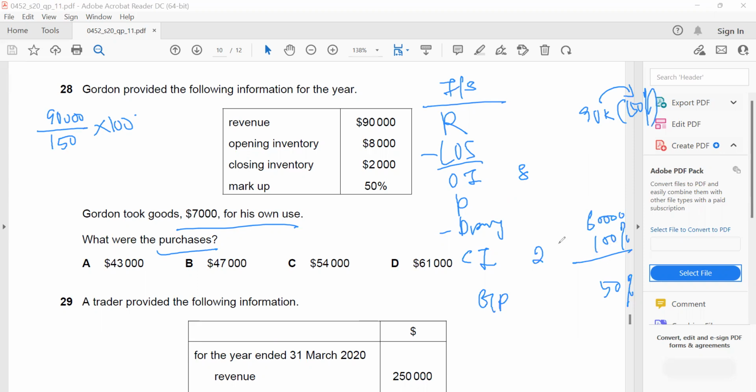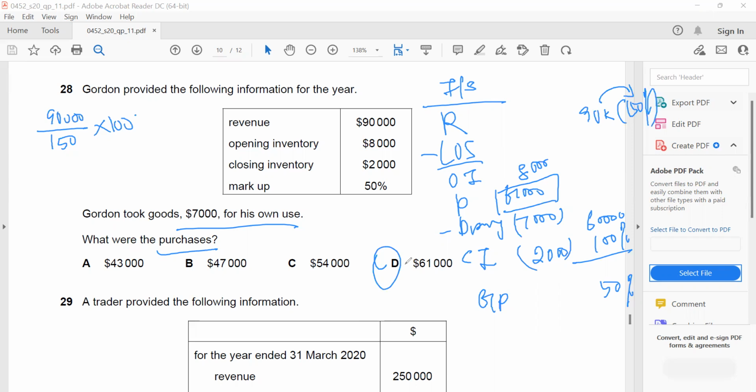And then using this 60,000, here we've got 2,000 and then 8,000. And then goods taken is 7,000. So these two are minus. To get this amount, we have to bring these two all into that. So 60,000 plus 9 minus 8, so we get 61,000. So the answer should be 61,000.